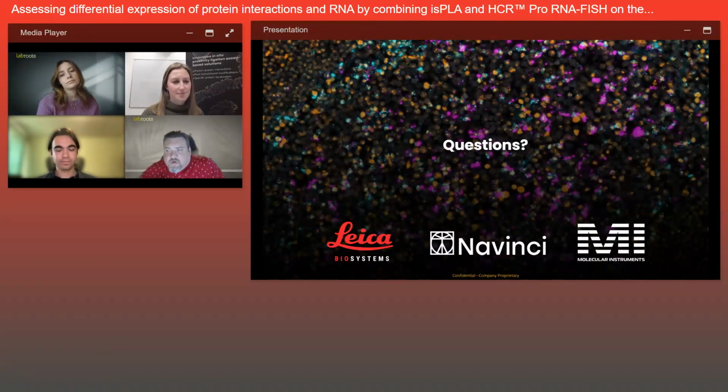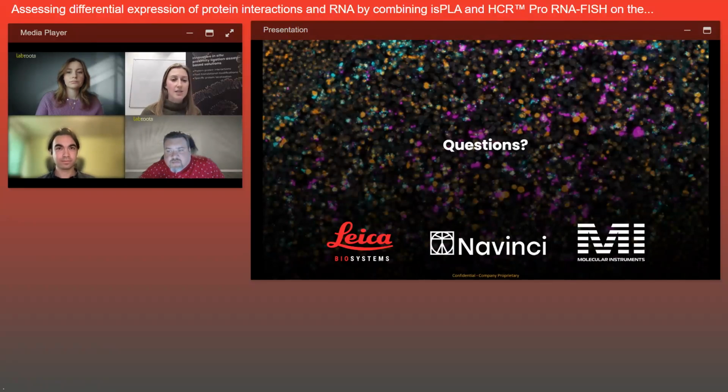One more for Sara. What optimization is required? Yeah, it's a great question. So it follows quite nicely from the previous one. If you're going to use your own primary antibodies, whereas when you buy our targeted kit, it will tell you exactly how to dilute the antibodies, which concentrations, we've done all that testing. So you kind of have to do a bit of optimization there.